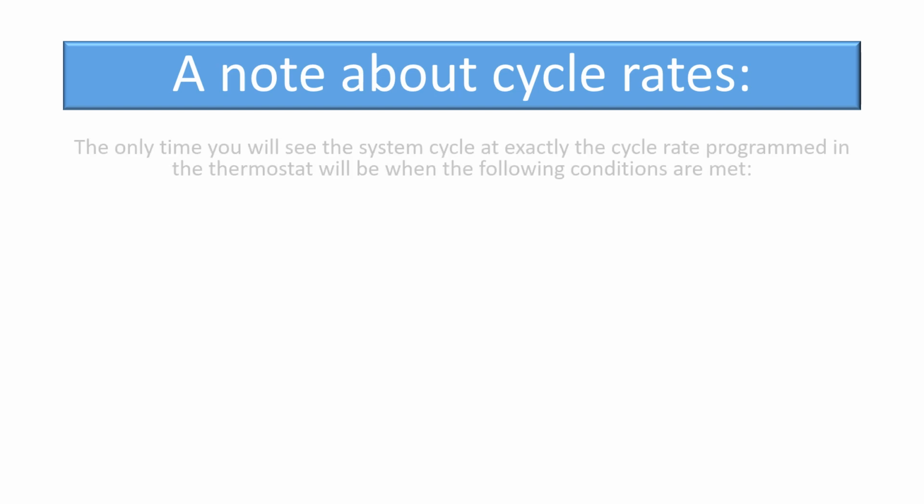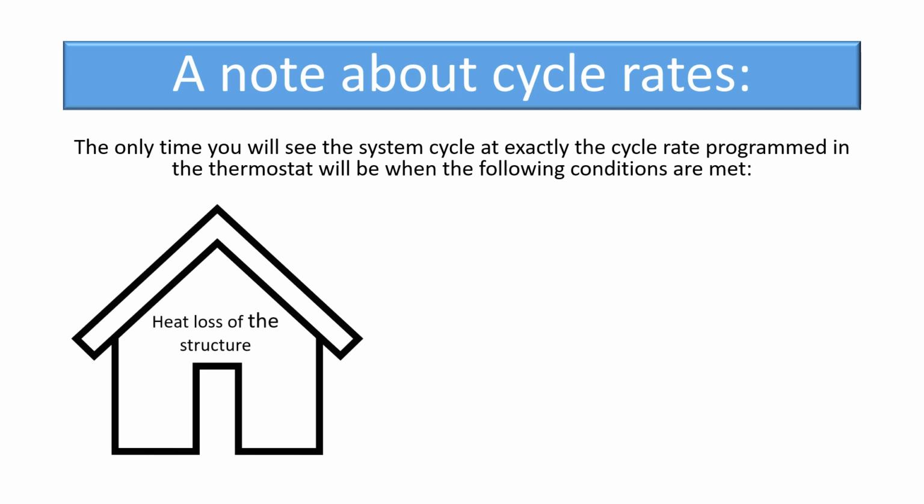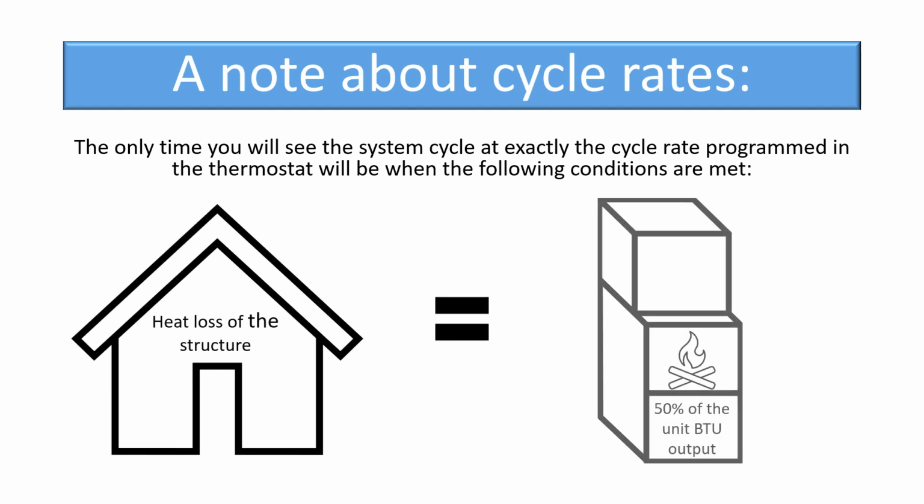A quick note about cycle rates. The only time you will see the system cycle at exactly the cycle rate programmed on the thermostat will be when the following conditions are met. The heat loss of the structure is equal to 50% of the BTU output of the heating unit.